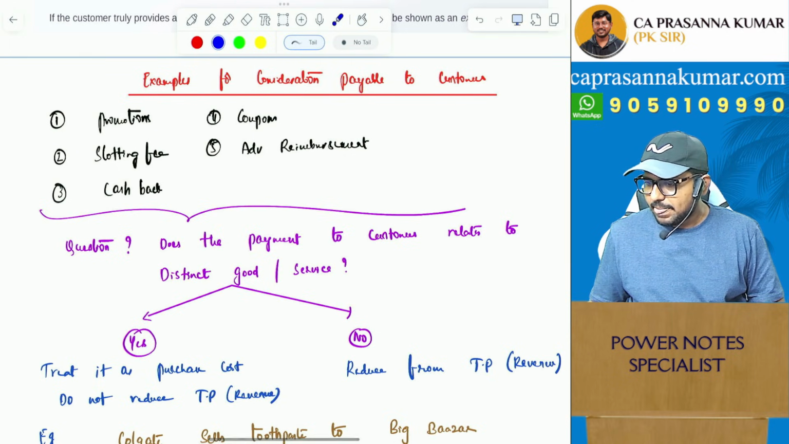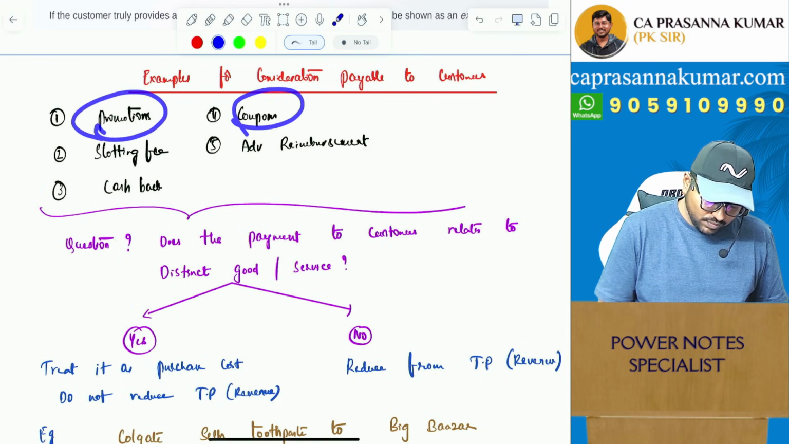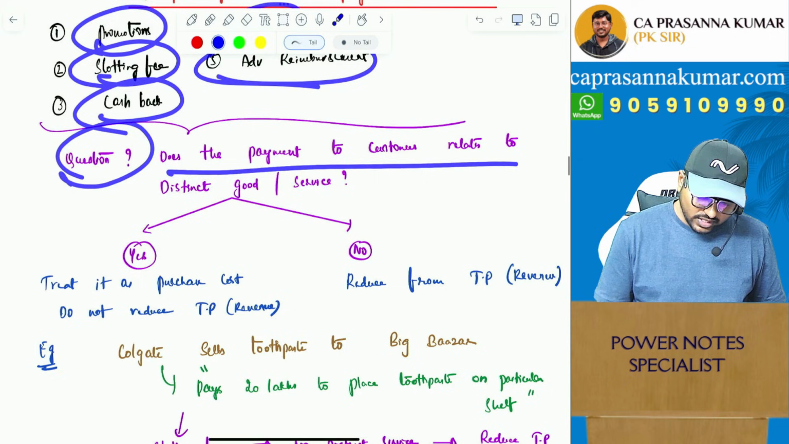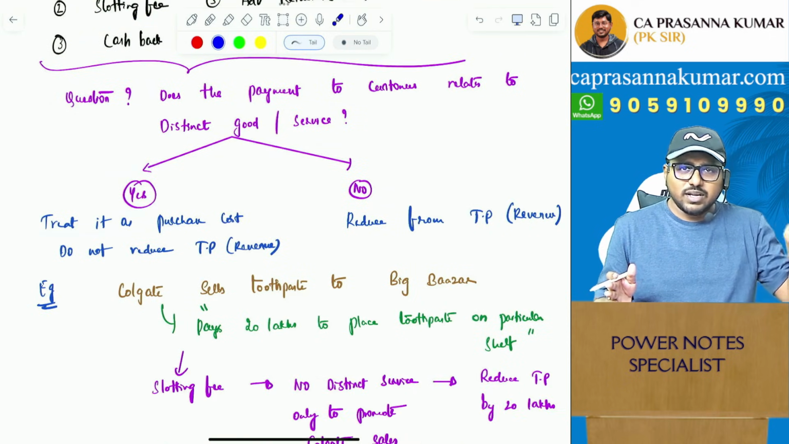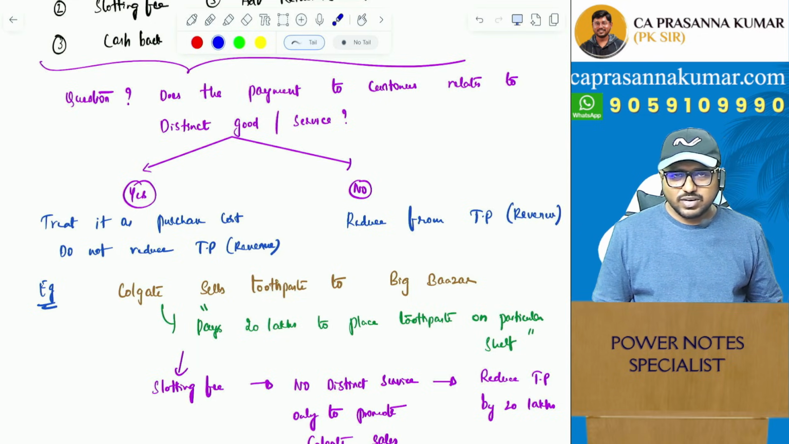Ready? Look at this, same stuff. So we have a few examples: promotions, coupons, slotting fee, advertisement reimbursement, cashback. The only question is, does the payment to the customer relate to a distinct good or service? If it is yes, treat as two separate transactions, one as a purchase transaction, the other as a sale transaction. Otherwise, reduce it from the transaction price.